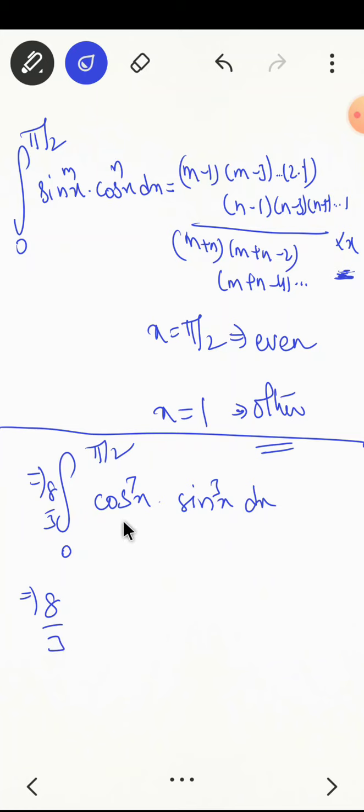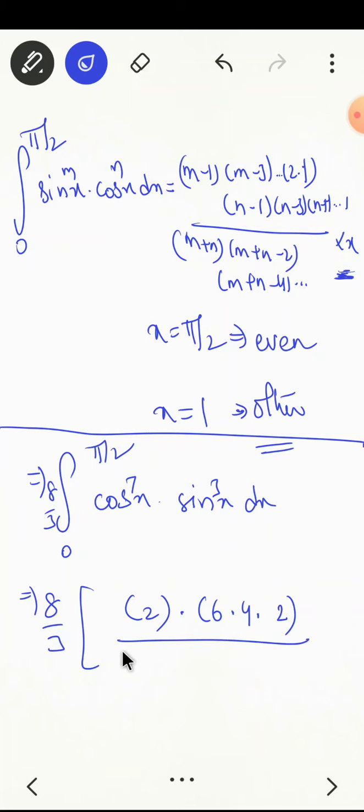8 by 3 times the integral of cos power m x into sine power n x can be given as m minus 1. Here 3 minus 1 is 2. Then I should stop here, because 3 minus 3 will become 0 and we won't have the value. Into 7 minus 1 is 6, into 7 minus 3 is 4, into 7 minus 5 is 2. Then 7 minus 7 will be 0, so I should stop now.